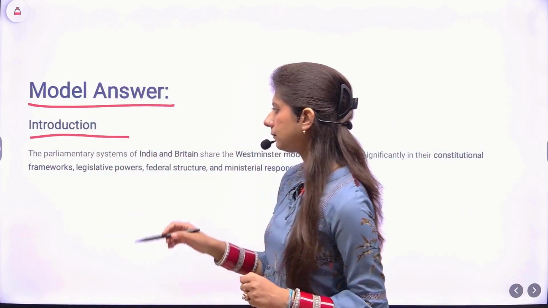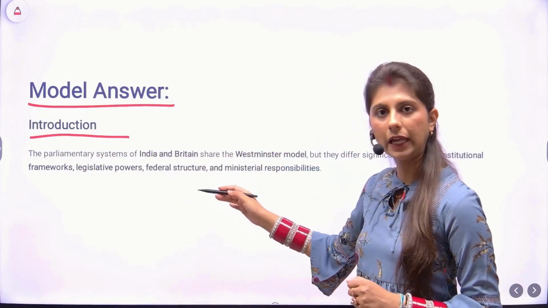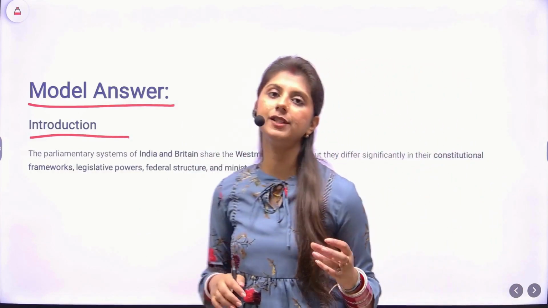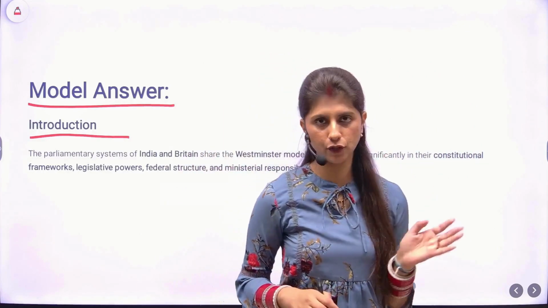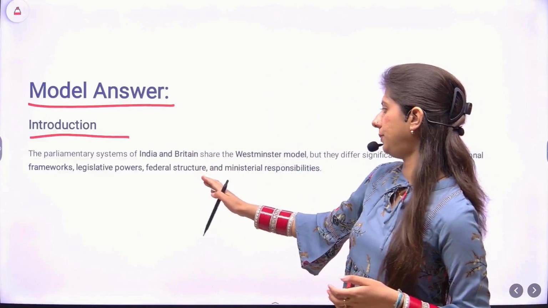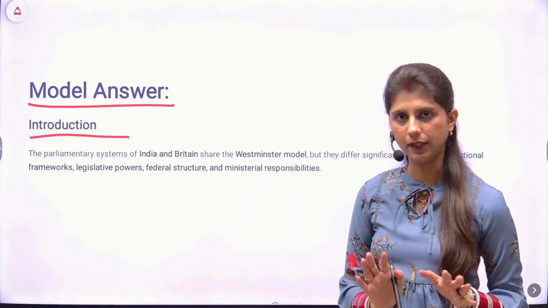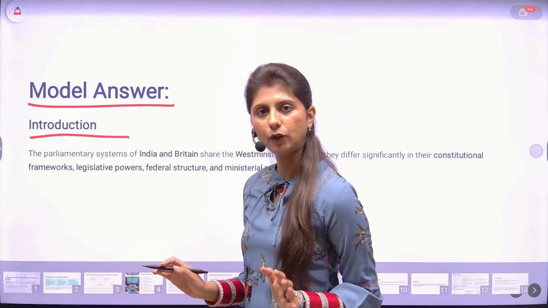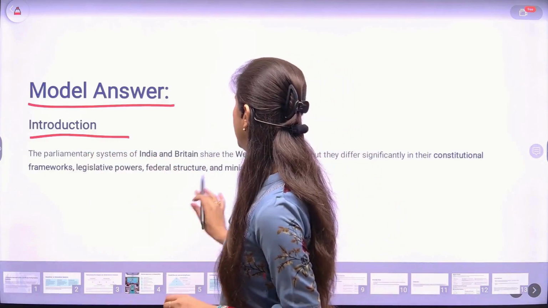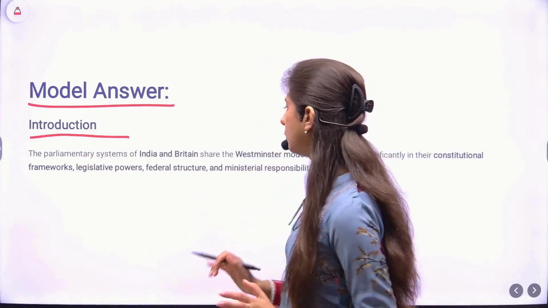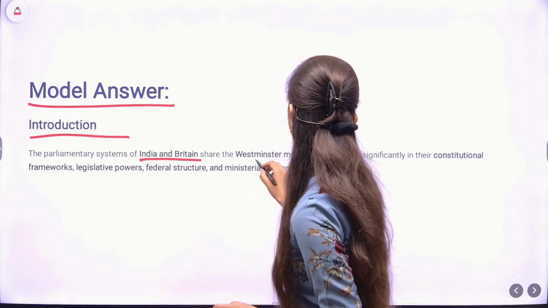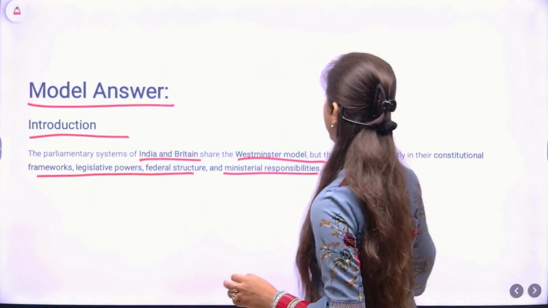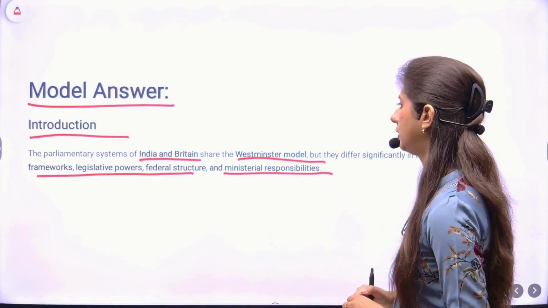Introduction will be: the parliamentary system of India and Britain share the Westminster model, but they differ significantly in their constitutional framework, legislative power, federal structure, and ministerial responsibilities. Now, see, we have given a brief insight about the topic. These bold words, while writing the handwritten answers, you need to underline these. Underlining these keywords will give a better picture about the introduction.